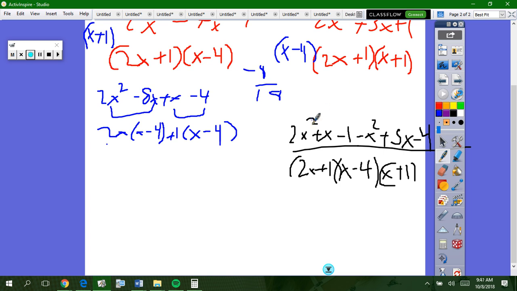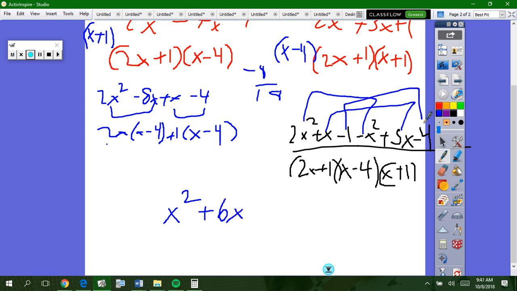So then we hurry and see that this guy and this guy make a x squared, don't we? This guy and this guy make a positive 6x. And this guy makes me a negative 5, all over 2x plus 1.